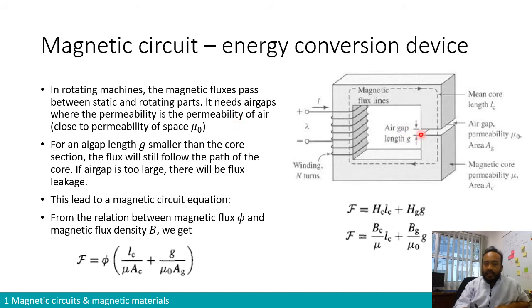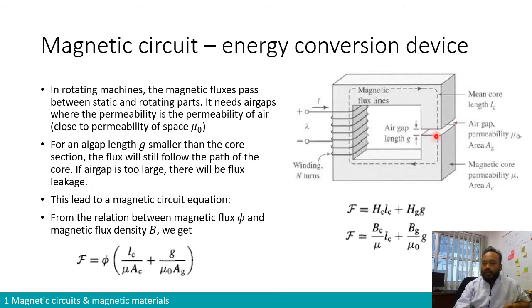So it needs an air gap, where the permeability at the air gap will be the permeability of air. So we will have a very low permeability in a small section where the magnetic flux will have to jump over it, and the permeability of this air gap will be, of course, close to the permeability of space, which is mu0. So for this kind of air gap, let's say we define the parameters of the air gap with a length g, which is of course smaller than the core section.